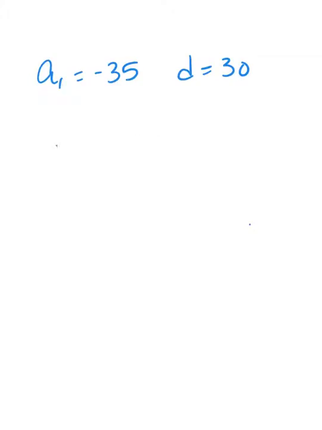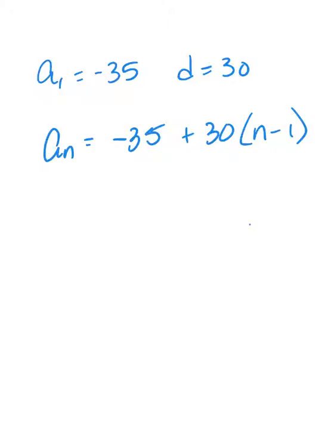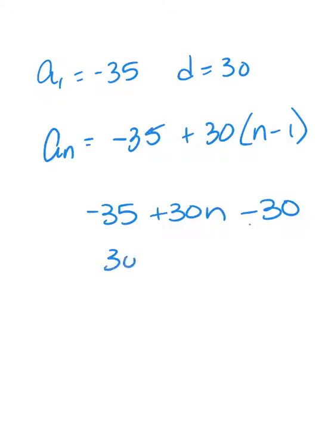So we write it in the formula, AN equals A1 plus 30 times N minus 1, got it? Which is negative 35 plus 30N minus 30. So it's 30N, always put the N first, minus 65. Now if I were to build this sequence, the first number would be negative 35. What would the second one be if we were adding 30? Negative 5.